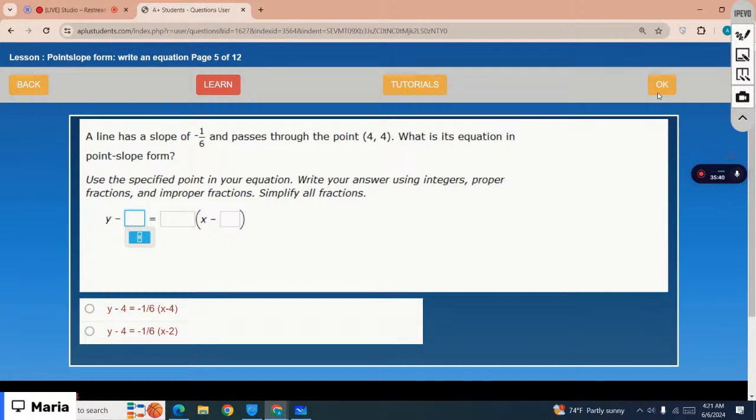A line has a slope of negative 1 over 6 and passes through the point 4, 4. What is its equation in point slope form? So which is the correct option? Option number 1 is the correct option, right? That is y minus 4 equals negative 1 by 6 times x minus 4. Okay, you can complete the lesson by yourself later today. Let me just move on to the next lesson.